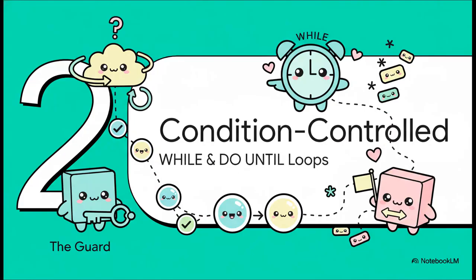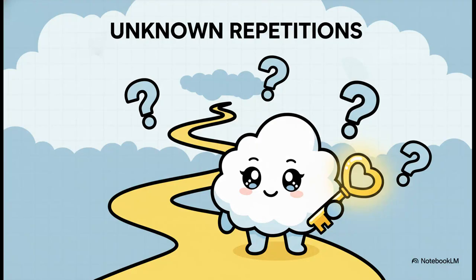Okay, the for loop is great when we know the exact count. But what happens when we don't? For that, we need a totally different tool. Let's call this one the guard, because it decides whether to repeat based on a condition. Think about it. What if you have a program that needs to ask a user for a password until they get it right? You have no clue if it's going to take them 1 try or 50 tries. This is where condition-controlled loops are essential. They don't use a counter, they use a question, a condition that has to be either true or false.